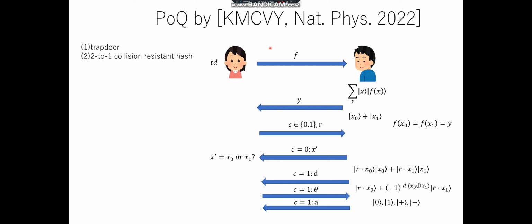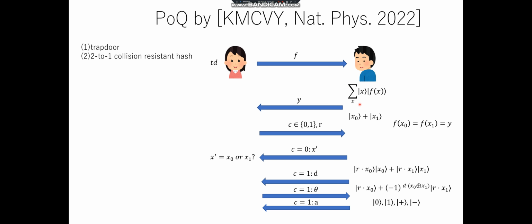This proof of quantumness was recently improved by this paper. They assume some function f which is a trapdoor function, and a 2-to-1 collision-resistant hash. Under this assumption, they no longer require the adaptive hardcore bit property. Their construction is as follows. The verifier generates a trapdoor and function f, and the trapdoor is kept secret. The verifier sends only the function f to the prover.